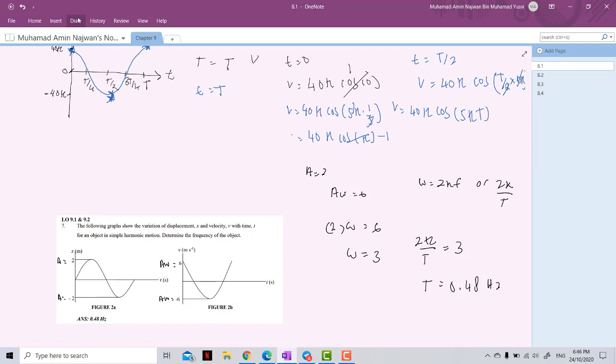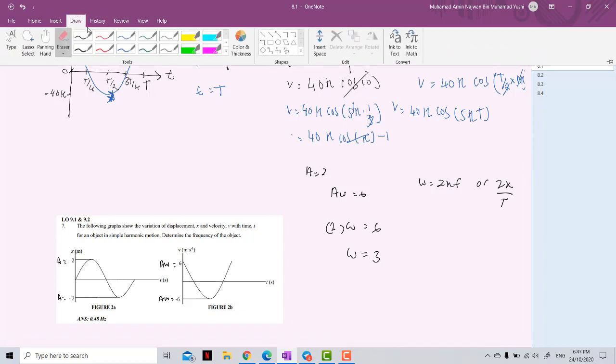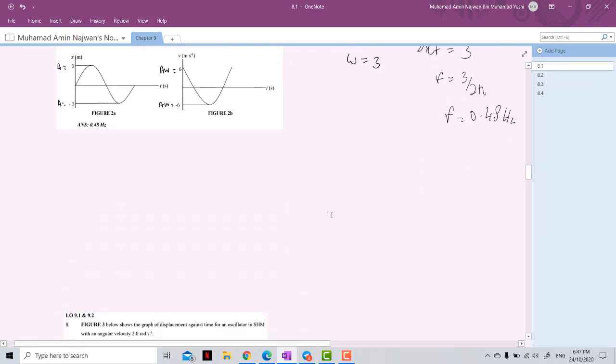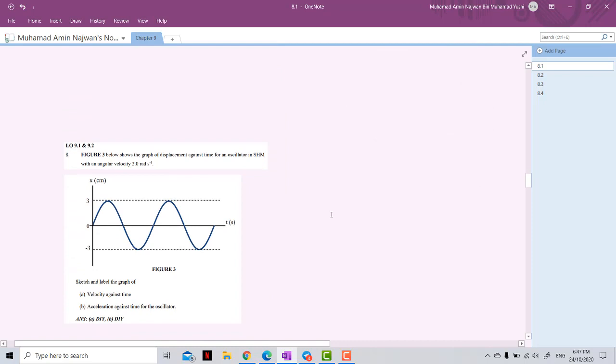Wait, it's reversed, because the question asks for the frequency. The question asks to determine the frequency. We cannot use this one. You need to use this. So 2 pi f = 3, f = 3 over 2 pi, f = 0.48 Hz. Okay, that's for question 7.